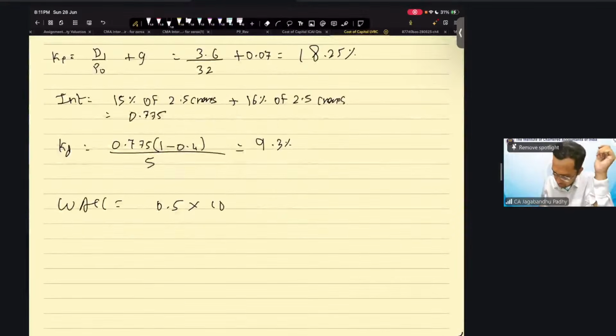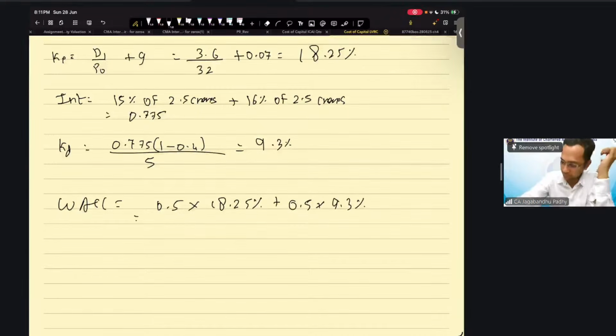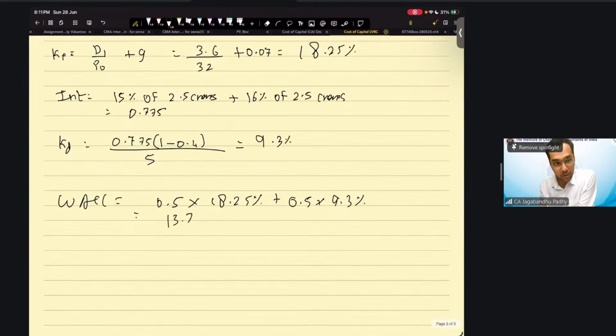So weighted average cost of capital will be half because 50% is the equity weightage. So half into 18.25% plus half into 9.3%. What's the weighted average cost of capital? 13.78%. Okay.